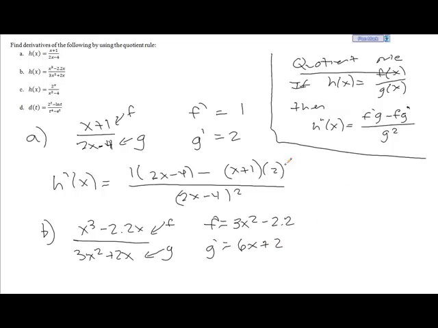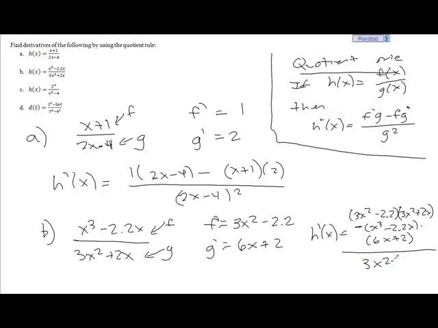So that means applying this into our quotient rule formula, we have h prime of x equals f prime g, which is 3x squared minus 2.2 times g, which is 3x squared plus 2x, minus, I'll just write this on the line below, f g prime, which is x to the third minus 2.2x times g prime, which is 6x plus 2. And I'm going to divide this whole thing by g squared, which is 3x squared plus 2x, quantity squared. So that's that whole thing, and we're done with that problem.